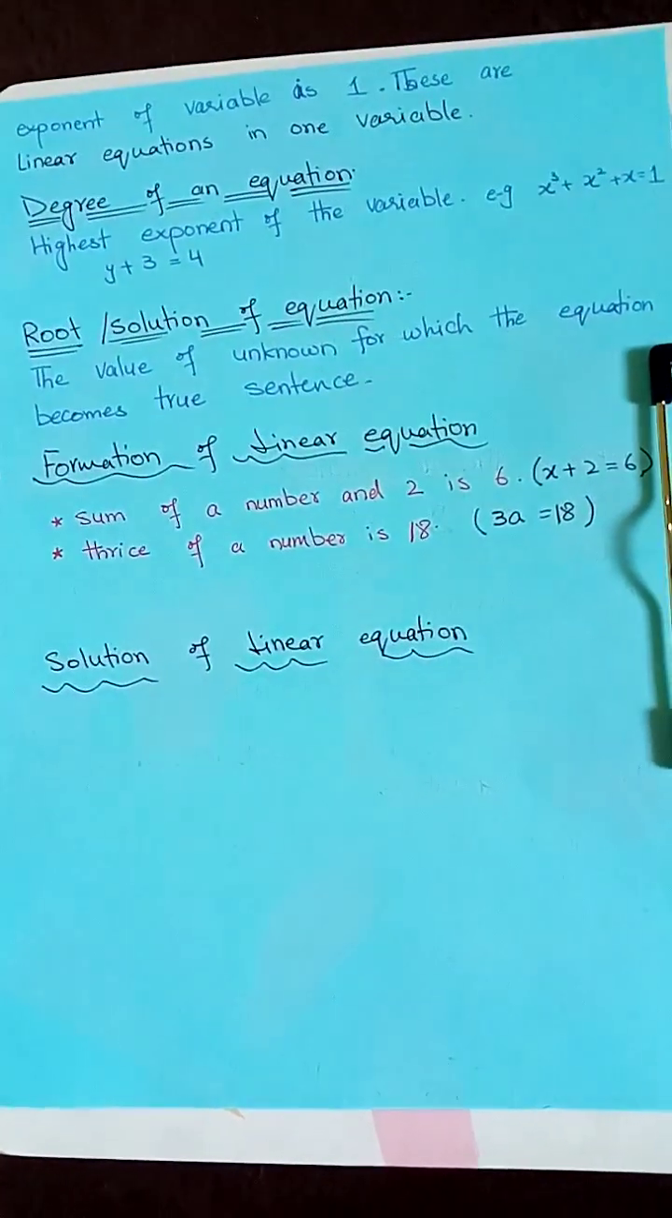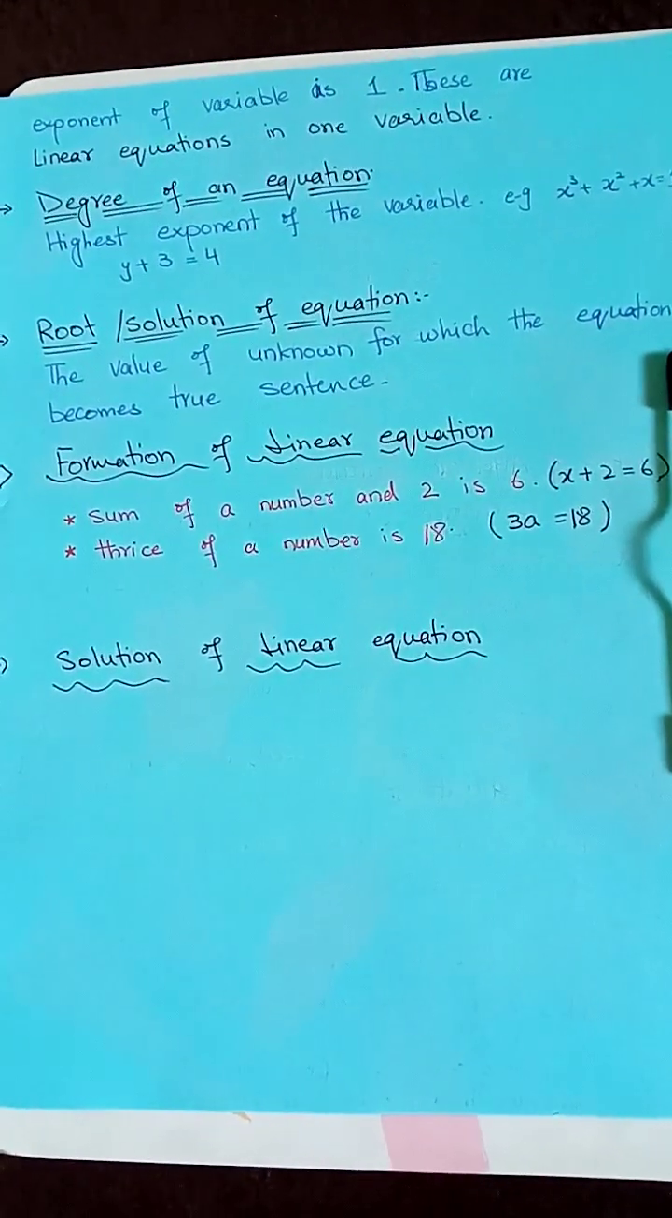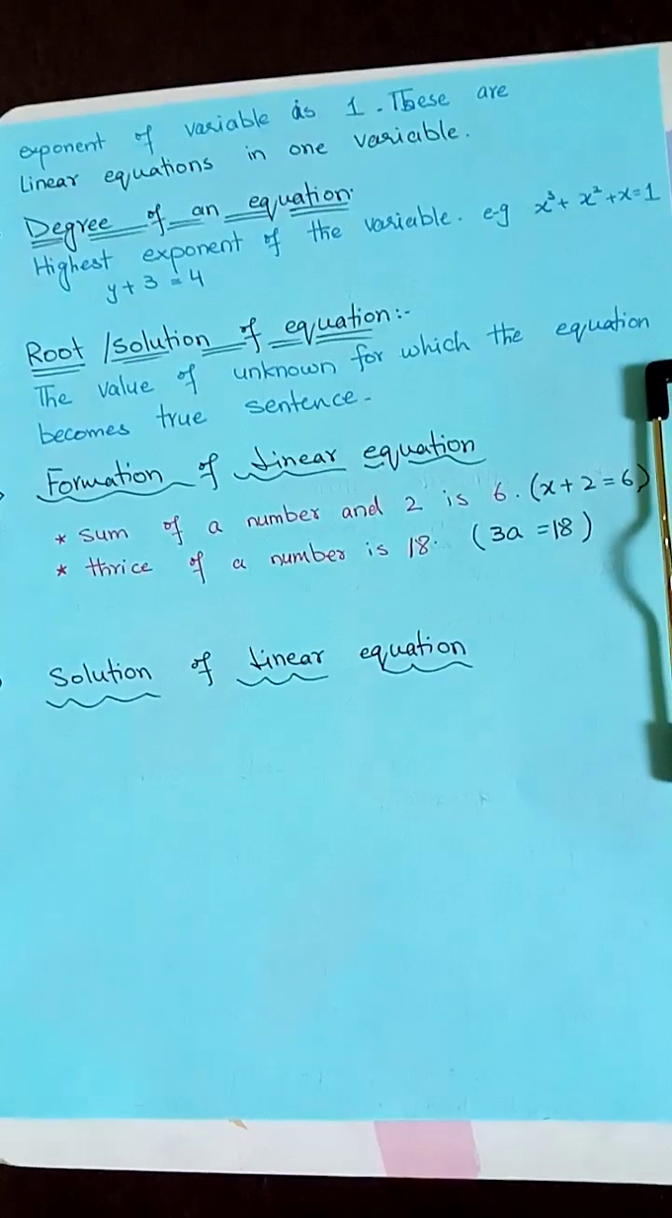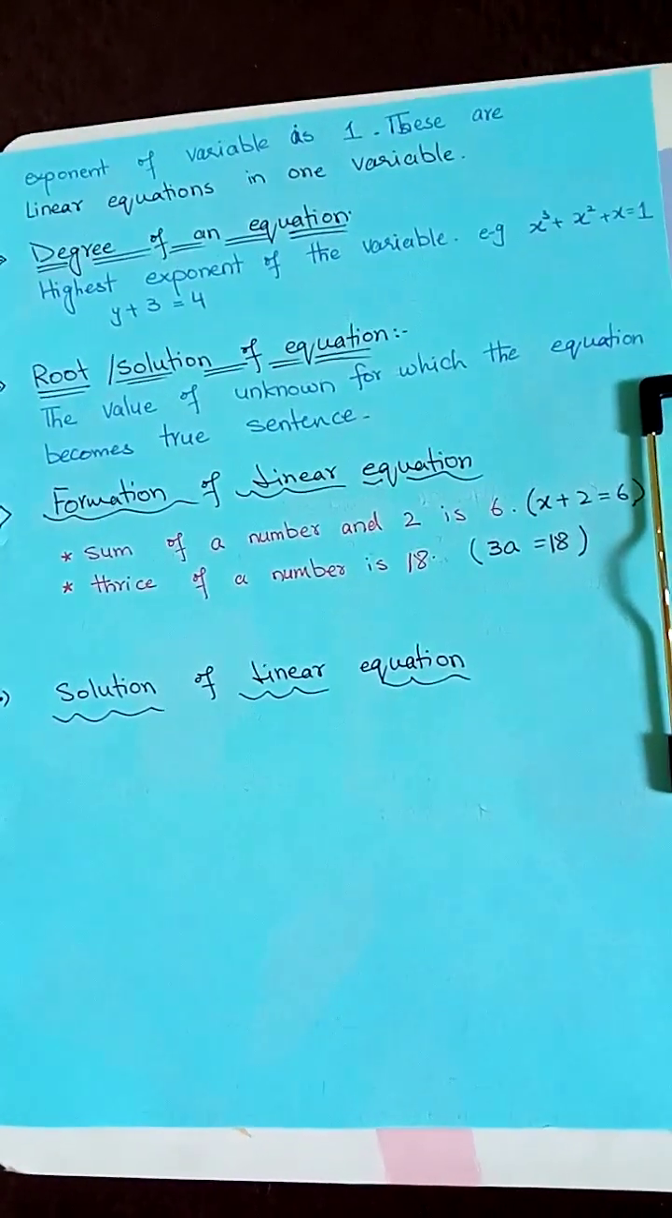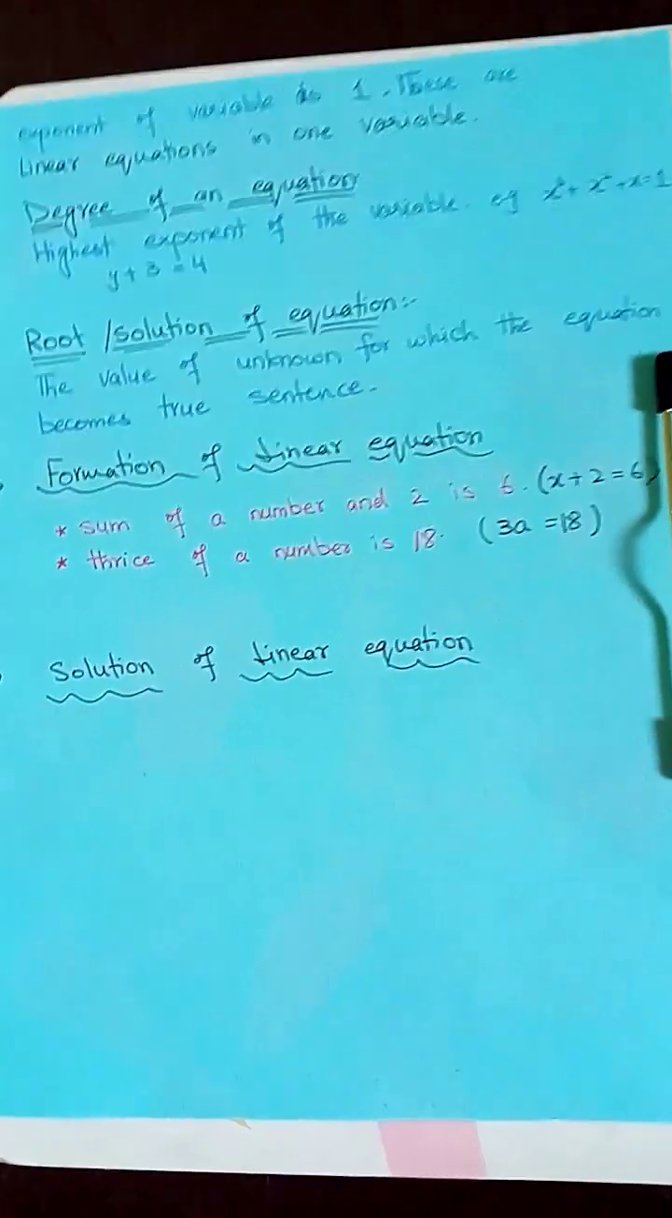Now, thrice of a number is 18. Thrice of a number means 3 times a number, so that means 3a, we suppose that the number is a, so 3a = 18.